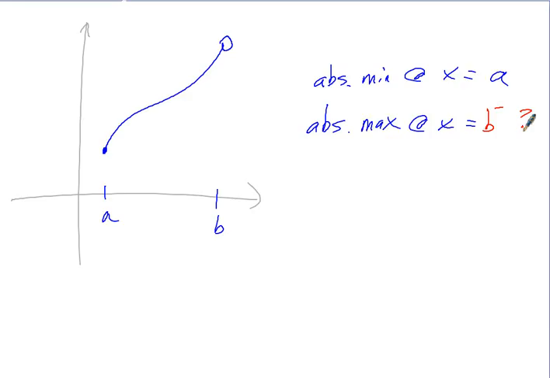If I put in something like B minus, what that really means is the limit as X approaches B. But that's not a value, right? I can't plug something into this. When I plug A into this function f, f of A is going to give me back an actual value. But I can't plug B in because the function doesn't exist there.